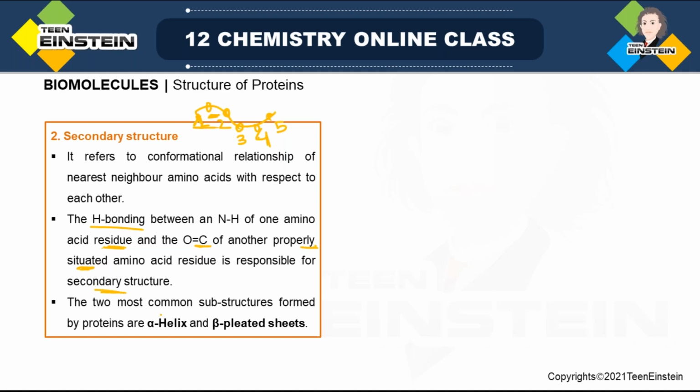So when there is hydrogen bonding, they will be coming close to each other. That is why the hydrogen bonding of the NH group of one amino acid and the carbonyl oxygen of another properly situated amino acid, not just any amino acid, is the deciding factor of the secondary structure. Two types of secondary structure are most common. One is the alpha helix, which is a helix, a spiral structure. Another one is the beta pleated sheet, which is a plate-like structure.